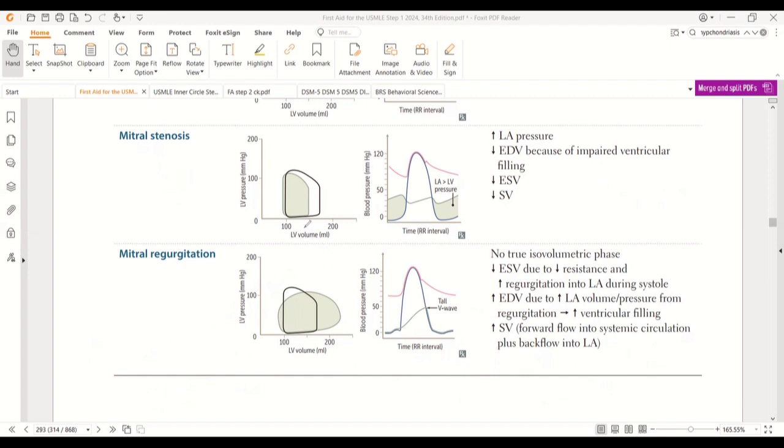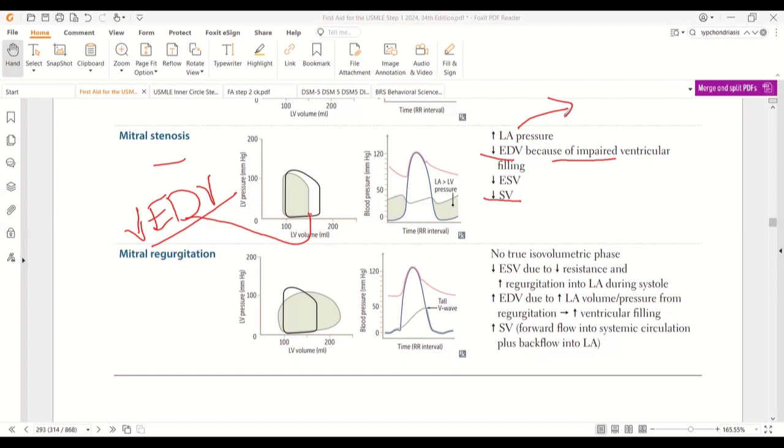So this picture clearly shows that end diastolic volume is decreased, right? Because of stenosis of the mitral valve. So when diastolic volume is decreased, the stroke volume is decreased. And what happened to the left atrial pressure? Because of accumulation of blood, it leads to increased left atrial pressure. Yes.